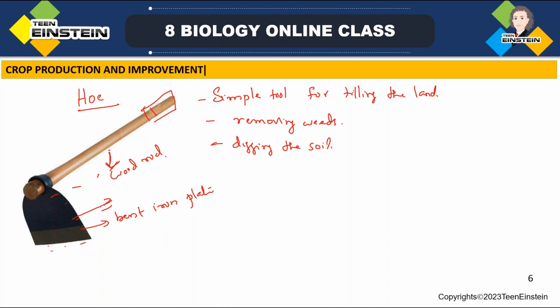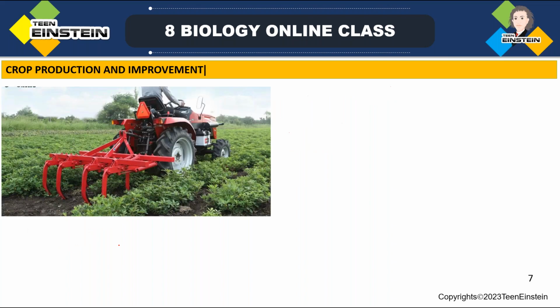So the hoe is a simple tool which is used for tilling the land, for removing the weeds and for digging up the soil. Here you can see a long wooden rod connected to a bent iron plate, and by holding the wooden rod we can do the digging or tilling of the soil, whatever we need. Okay, and next comes the cultivator.